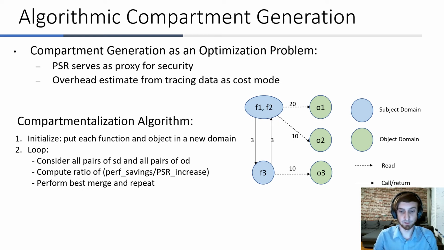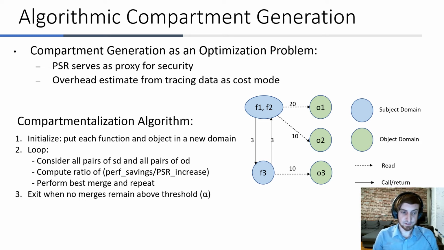So then we would take the pair with the highest ratio, and we would perform that merge. For example, I've now shown merging together F1 and F2, which we'll say was the best merge of all possible pairs. And then that would look like this. That's basically the flow of the algorithm: we continue performing merges to create coarser and coarser subjects and objects, and we exit when no merges remain above a minimum threshold alpha. You can think of alpha as the amount of performance savings that you expect to get per unit of PS, so it's a minimum threshold.